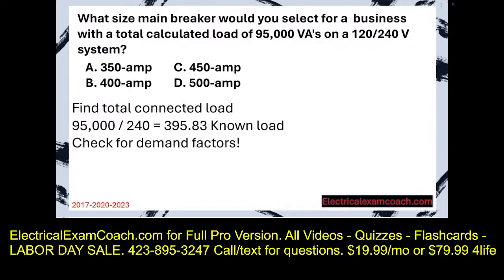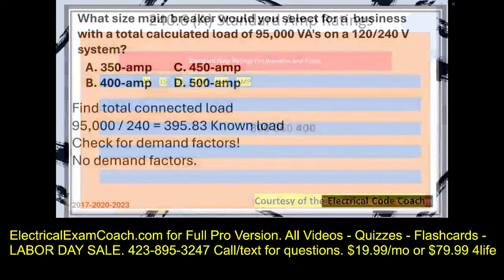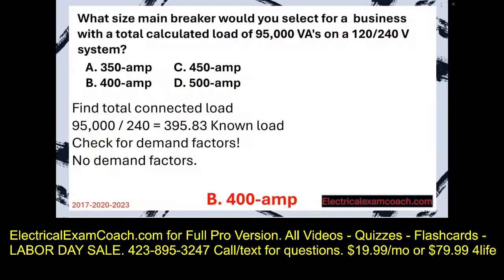Now we check for demand factors. Whether it's a home or a business, all the demand factors were already performed to get that original 95,000 number. So there are no more demand factors. Now we head to table 240.6(A) and we choose the next standard size breaker. This would be a 400 amp breaker. This would also be a 400 amp service.